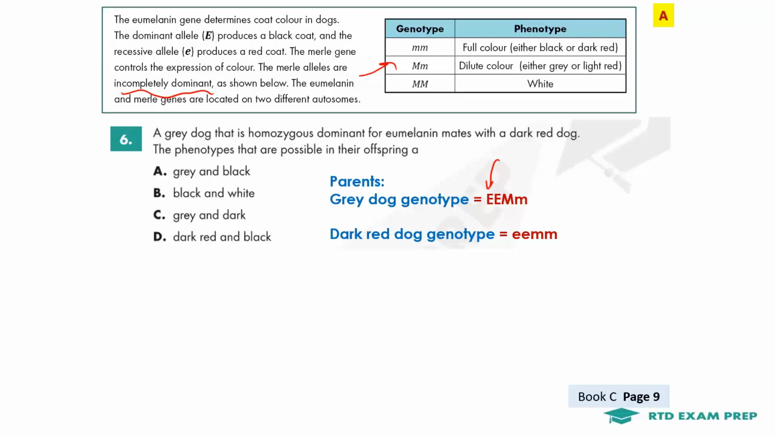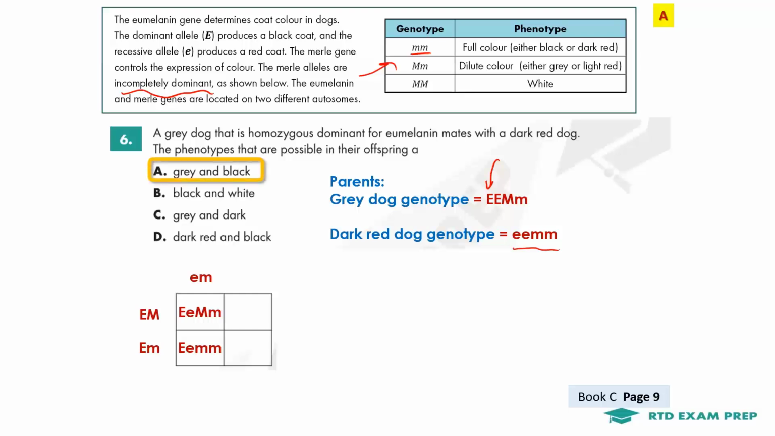Mates with a dark red dog. So dark red needed to be the 2 little e's. And we've got her set up for dark. Remember, it had to have the 2 little m's as well. So we set that up. We do our cross. And as you go back to your what does this produce, you're going to see that it can only produce gray and black offspring.